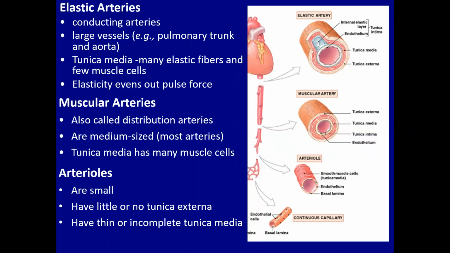The muscular arteries are smaller. Elastic arteries divide and become muscular arteries. Sometimes they're called distribution arteries so that they can distribute the oxygenated blood throughout the systemic circuit. They're medium size. Like I said, it's the majority of arteries, and it has many smooth muscle cells.